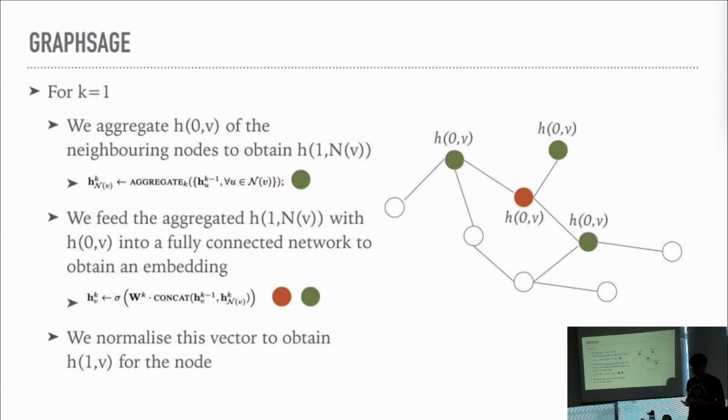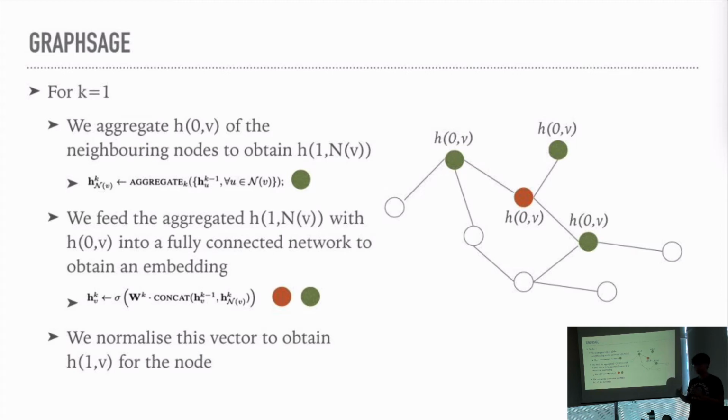So in the first iteration, this is the iterative algorithm. For the first iteration, k equals 1, we want to aggregate all the H0s of the neighbors to obtain H1 of the neighbors of V. Okay? So we aggregate all the green nodes into H1 N(V) of the red node. Okay? So now we have the neighbors. Then we feed the aggregated H1 N(V) with the H0 V of the node we are trying to find, this one, into a fully connected layer with a non-linear activation function. And then we obtain a vector for this node.